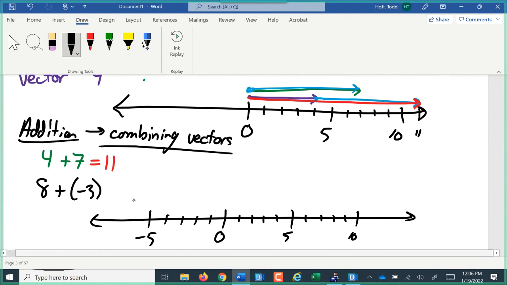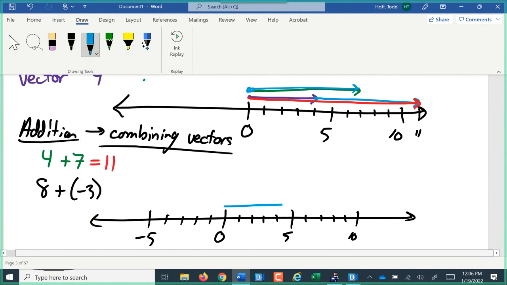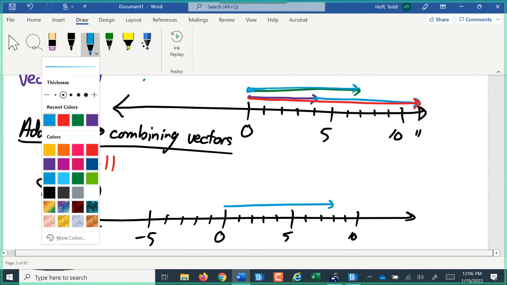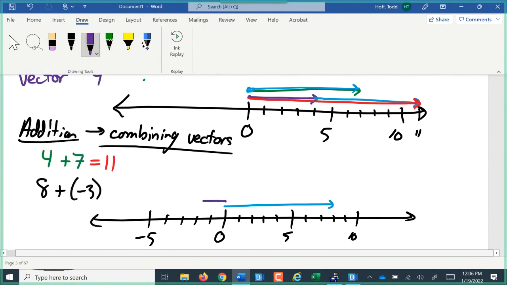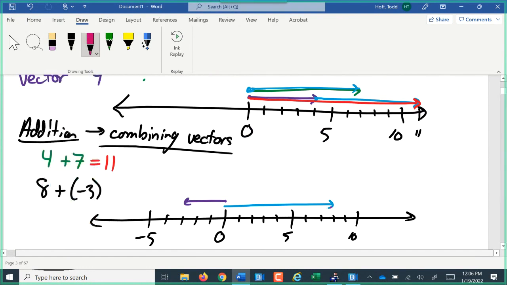I have my vector for my 8, just like this. My vector for negative 3, like this. And if I move that vector for negative 3 over to the end of my 8, it actually works against it. It comes back to 5. 8 plus negative 3 is 5.